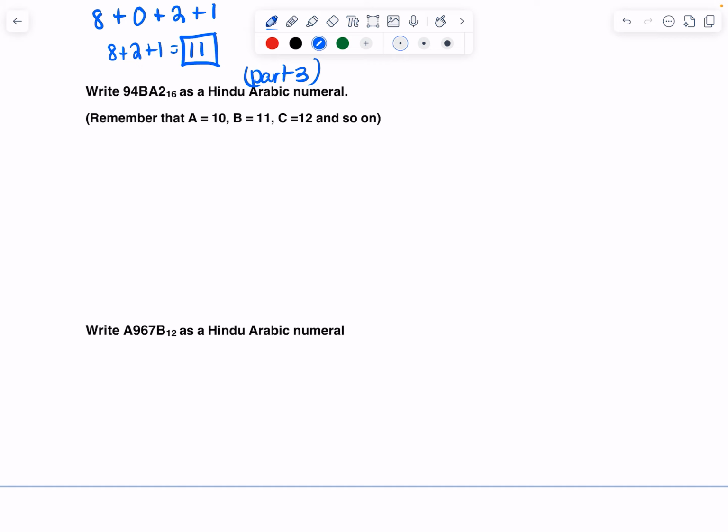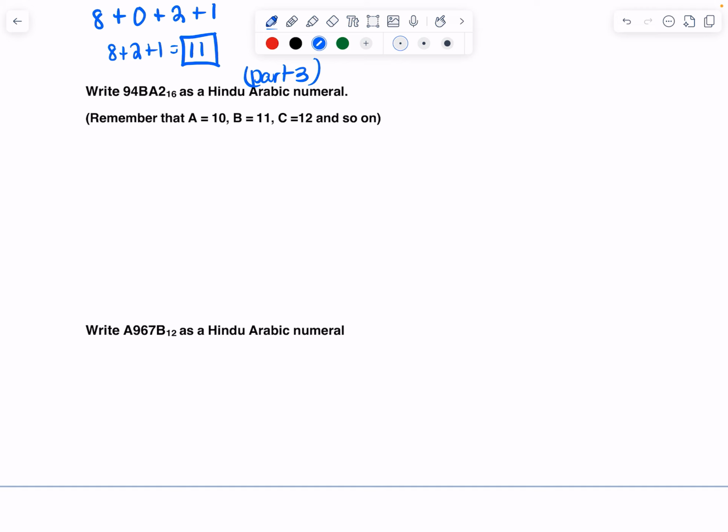This is 4.3 part 3. If you have not watched the previous two parts, please go back and do so because I go over how to change a non-base 10 number into a Hindu Arabic or base 10 numeral. So this is just continuing on what we were looking at before.